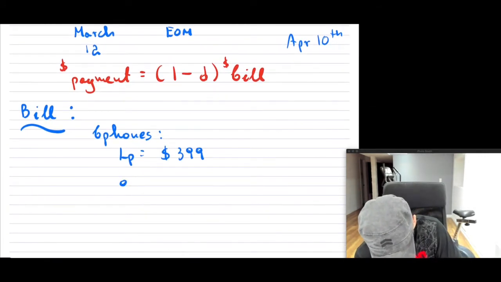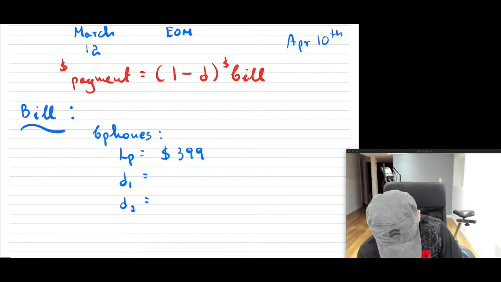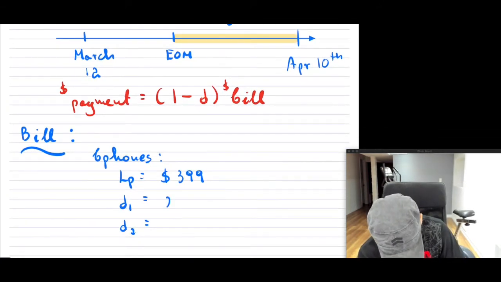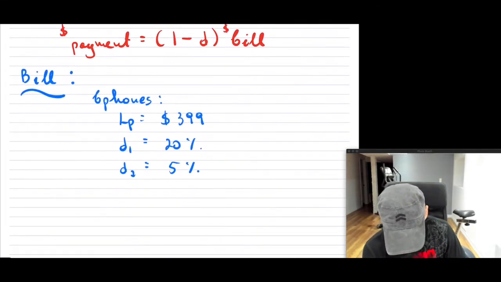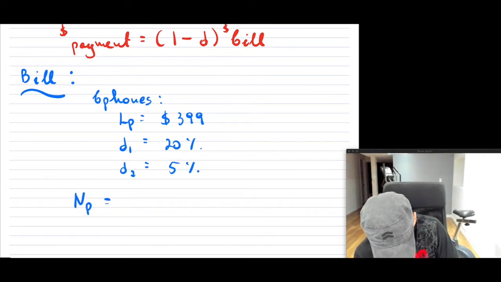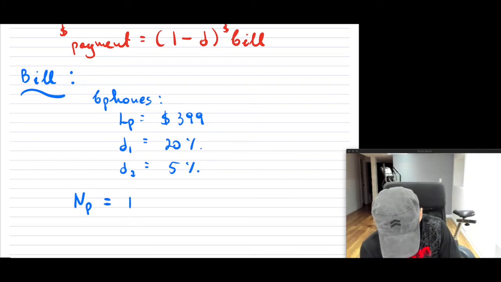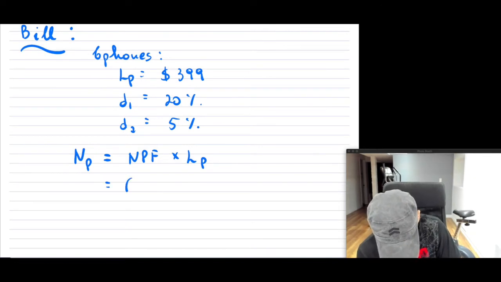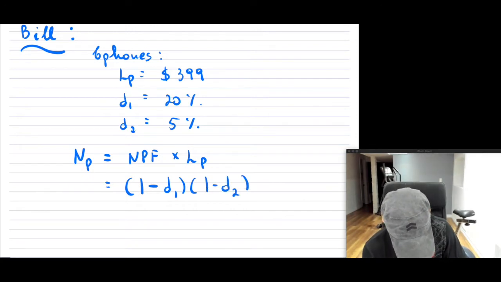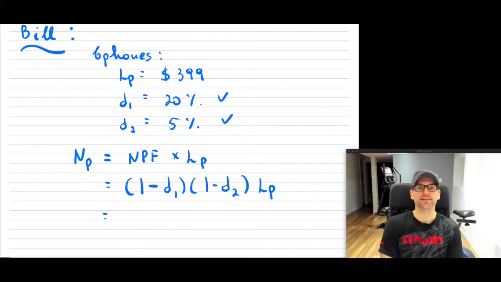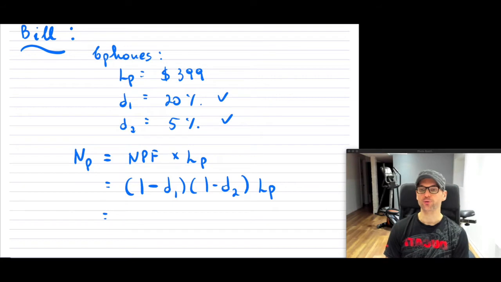We have a discount, so discount 1 and discount 2 on those. So 20% and 5%. So this tells me that the net price for one item would be the net price factor multiplied by the list price. The net price factor is 1 minus D1, 1 minus D2 in this case, because I have two discounts, times my list price. Again, the link that I just showed you on the trade discounts, you can go to it, and I talk about that there as well.